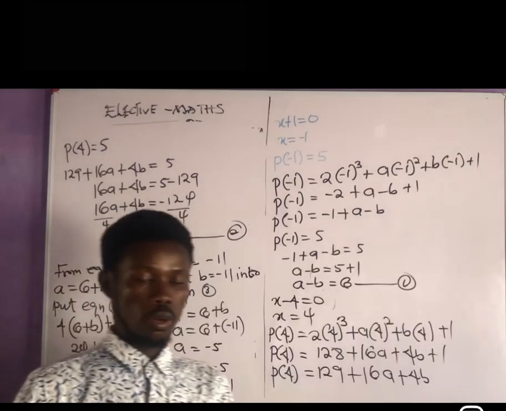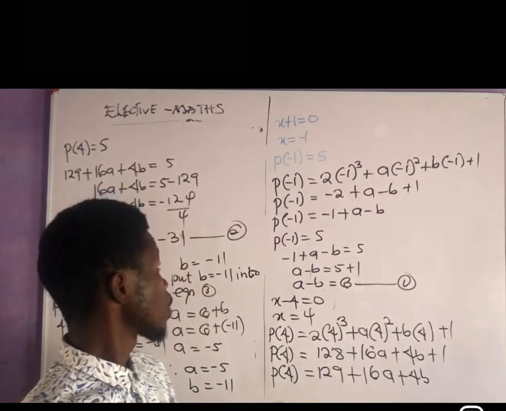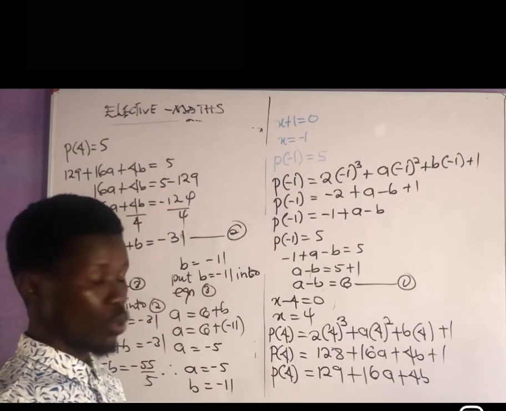So this is how we solve for an unknown variable.